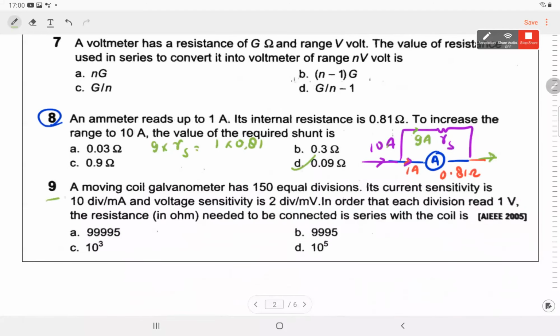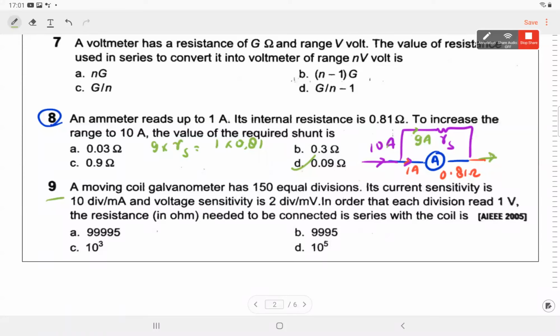Question number 9. You can see the questions are very easy. The only thing that may become a little challenging is finding the value of IG, the information from the question. A moving coil galvanometer has 150 equal divisions. Current sensitivity 10 divisions per milliampere.